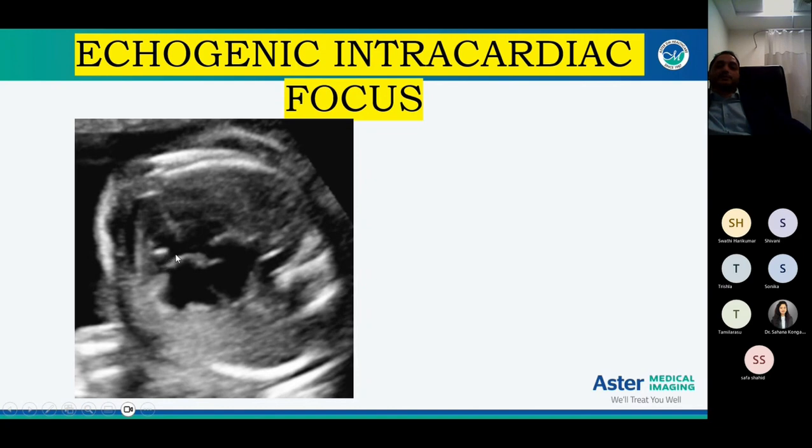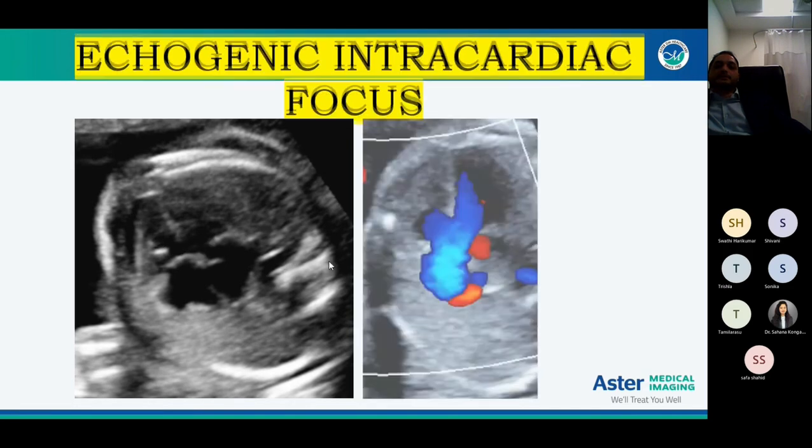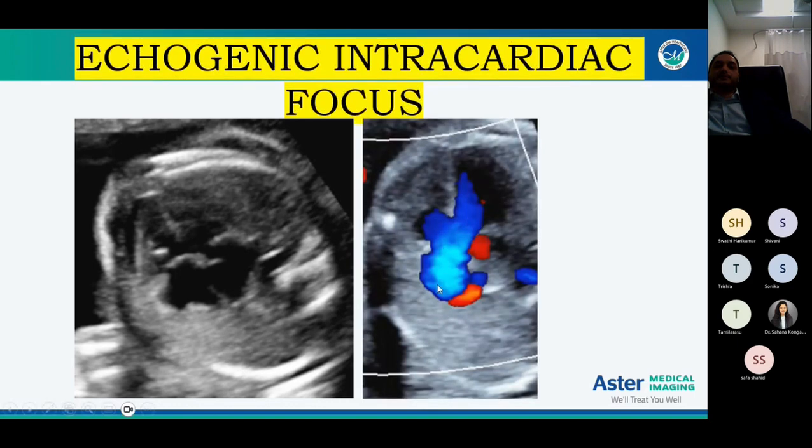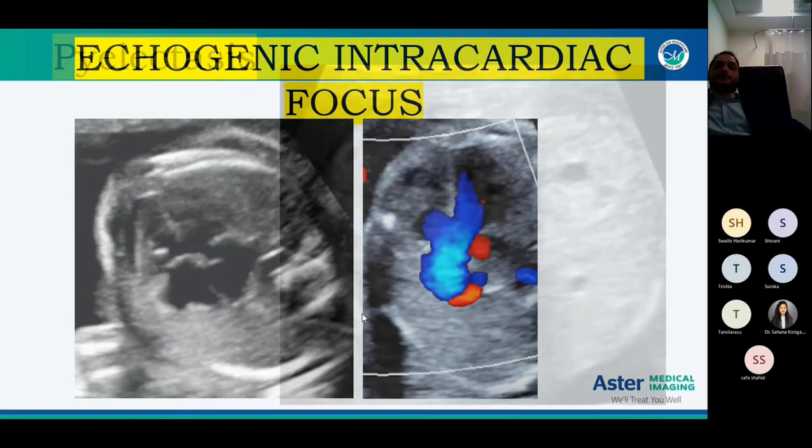So we need to revise the studies also and do some different kind of study for this. For example, in this case, we are seeing pericardial effusion, we are seeing ventricular septal defect, and this was actually a case of tetralogy of Fallot. You can see the overriding of aorta straddled across that VSD, subaortic VSD. So that is the echogenic intracardiac focus.